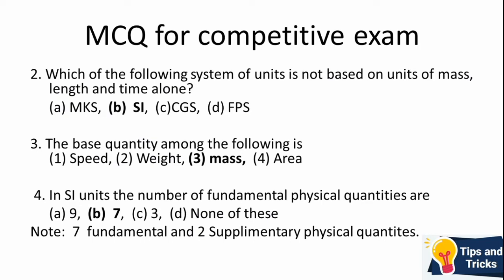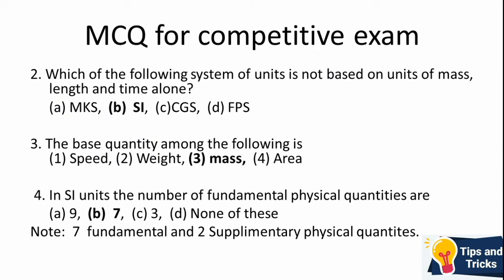Now the third question is: the base quantity among the following is. Options are option 1 speed, option 2 weight, option 3 mass, and option 4 area. We know that speed is distance covered by time taken, so it is a derived physical quantity. Weight is also a derived physical quantity, equal to mass into acceleration due to gravity. Area is also a derived physical quantity, and it is length into width. Therefore mass is the fundamental or base physical quantity. So the correct option for this question is 3, that is mass.